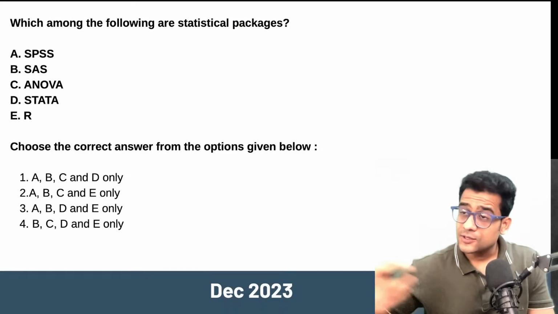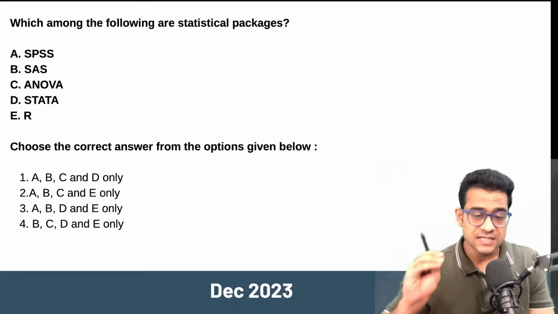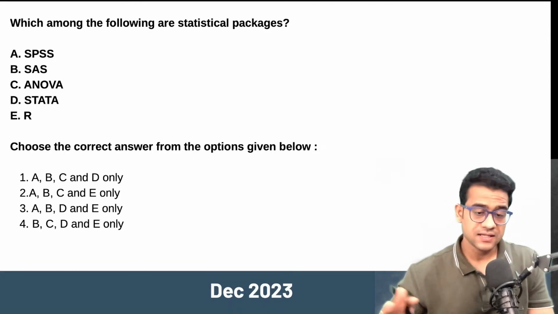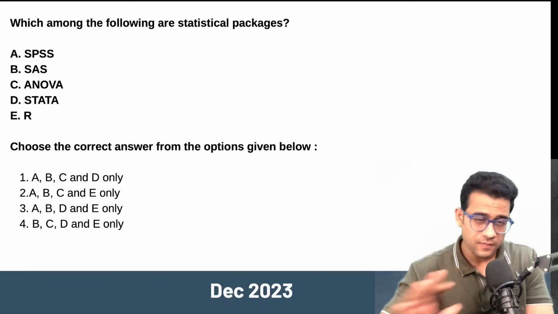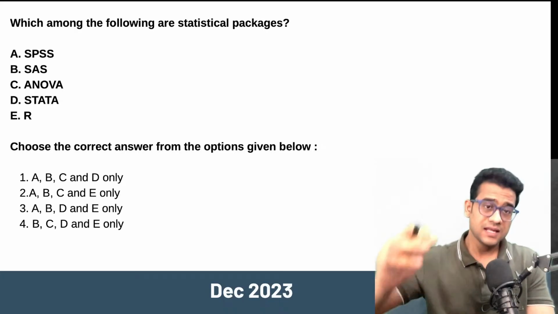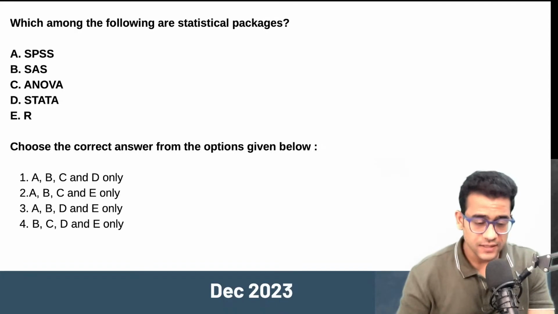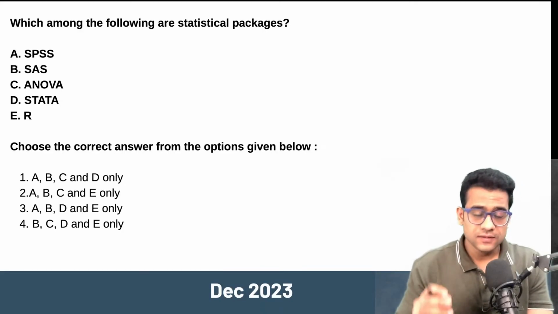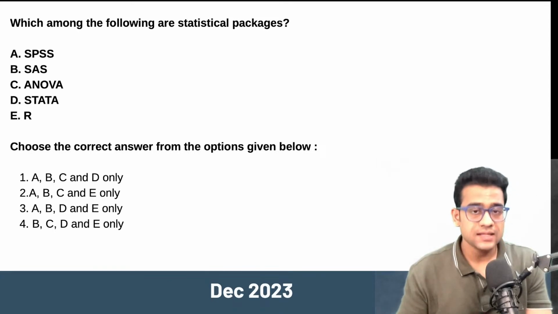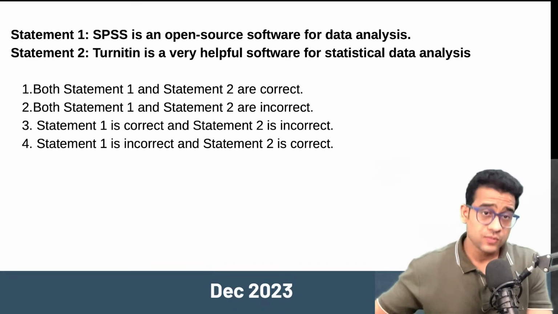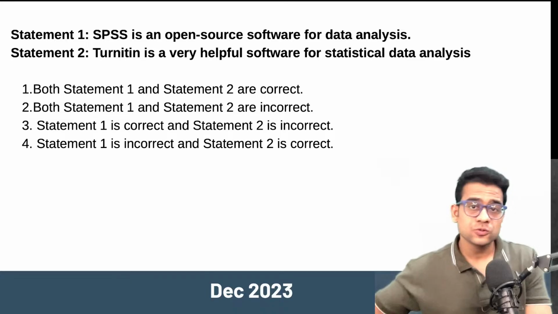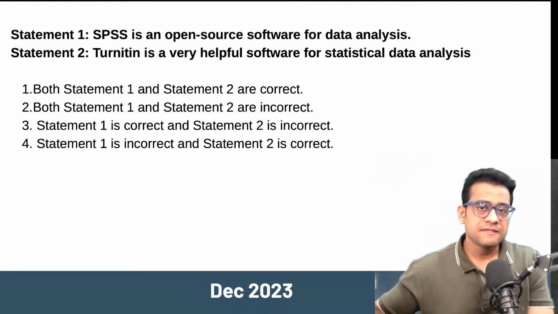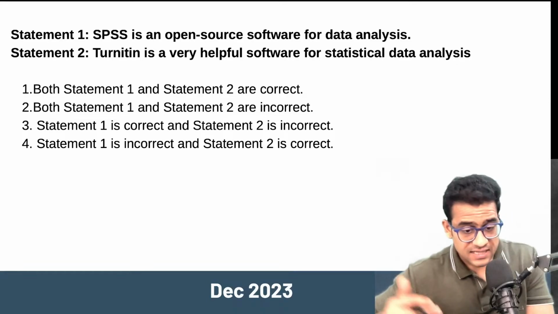Several softwares which are used in research are repeatedly being asked in several formats. So statement based, then multiple option choice. Which among the following are statistical packages? This was asked in December 2023. Then a statement based question: SPSS is an open source software for data analysis. Then: Turnitin is a very helpful software for statistical data analysis.